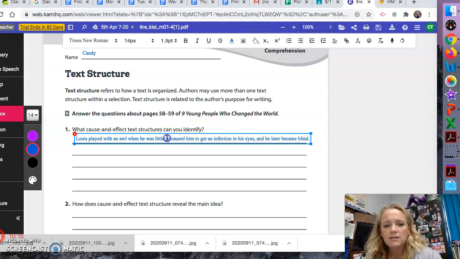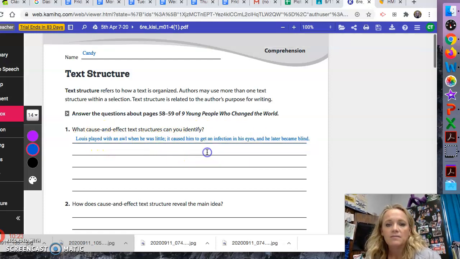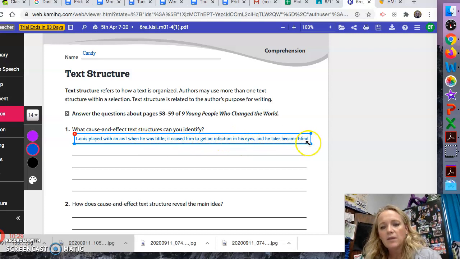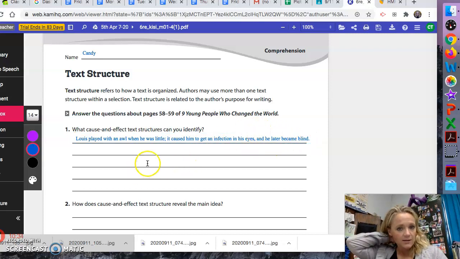So this is a compound sentence because it's actually double compound almost. It caused him to get an infection in his eyes is a complete thought. He later became blind is a complete thought. I'm connecting them with a comma and.